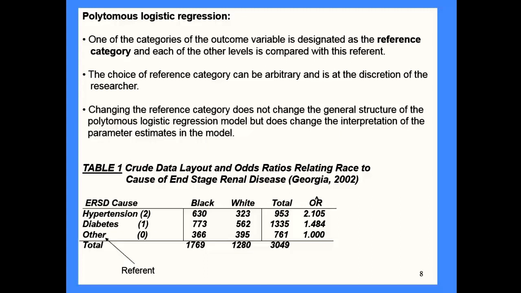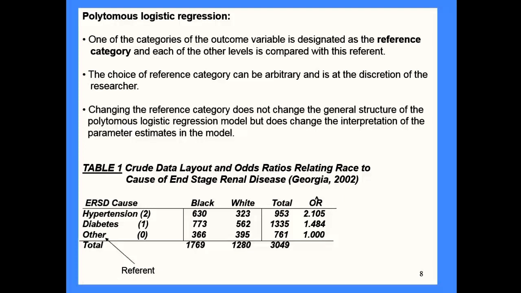What's AD over BC here? Well, we're comparing hypertension to other. That's one of the comparisons. And that's 630 times 395 divided by 323 times 366. This times that divided by this times that. And that's 2.105. So the odds ratio comparing hypertensive outcome to other outcome is 2.105.